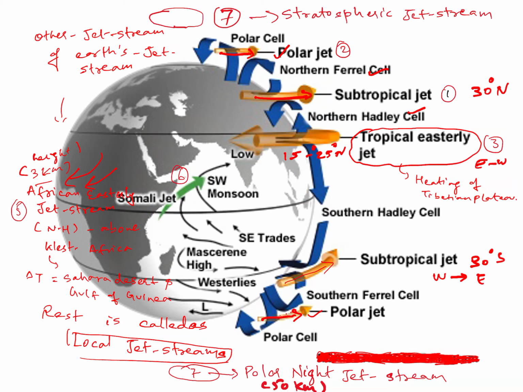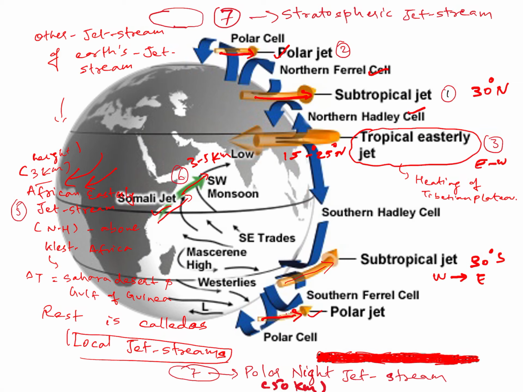So these are a few jet streams, but there are also some low-level jet streams in the troposphere. There are two low-level jet streams of importance for us. One is called the Somalian jet, which moves from the southwest towards the northeast, at a height of 3 to 5 kilometers. The second is the African easterly jet stream, also a low-level jet stream, which moves from the Sahara Desert to the Gulf of Guinea, from east to west.